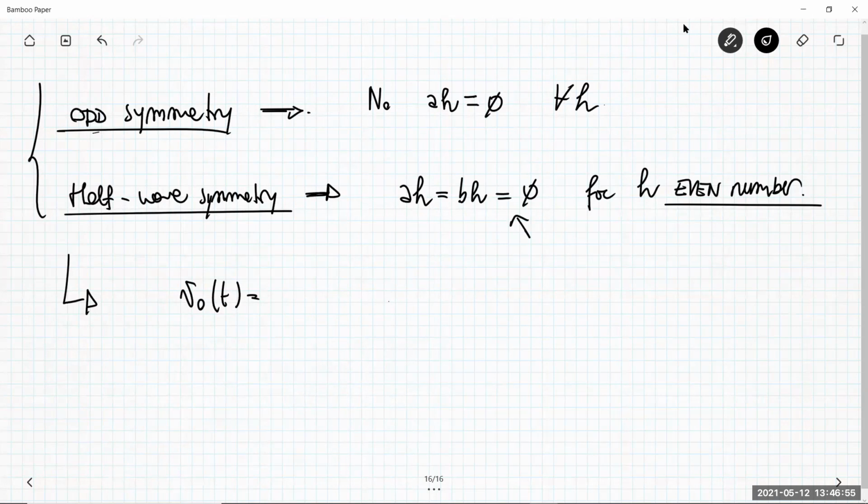Maybe I have said something wrong in my slide. Let me check. Yes, there is an error in slide number 30, in which you have AH equal to BH 0 for odd H. No, it's for even H. For even numbers it is null. What remains is just the odd numbers. Okay.